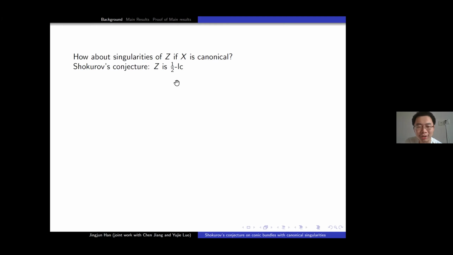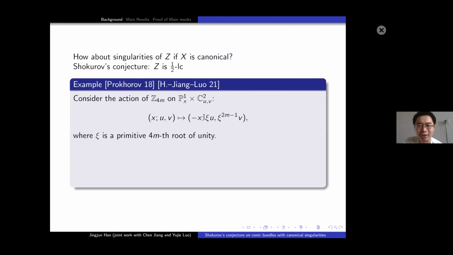If you recall the definition of the MLD, by canonical we mean that the MLD is larger than or equal to 1, and 1/2-log canonical means that the MLD is larger than or equal to 1/2. So there's a gap if we only relax the condition that X is terminal to X is canonical. There will be a gap on the singularity of the base. And this example indicates that 1/2 is optimal.